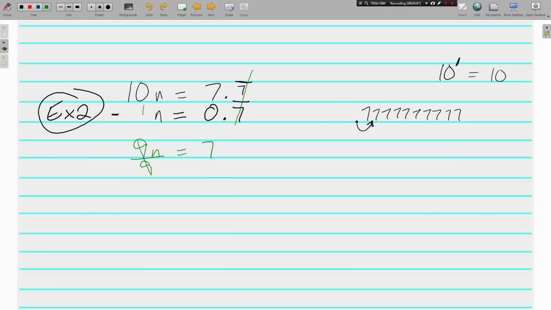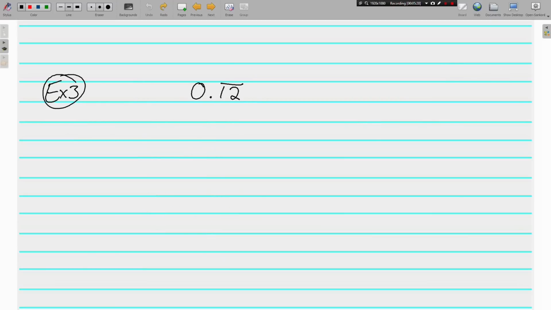Divide both sides by 9 to get n by itself. And that's our answer, 7/9. You could put 7 divided by 9 in your calculator and hit enter, and you would get 0.777777 forever, 0.7 repeating.